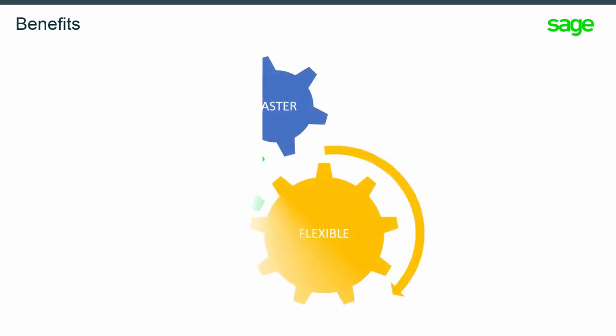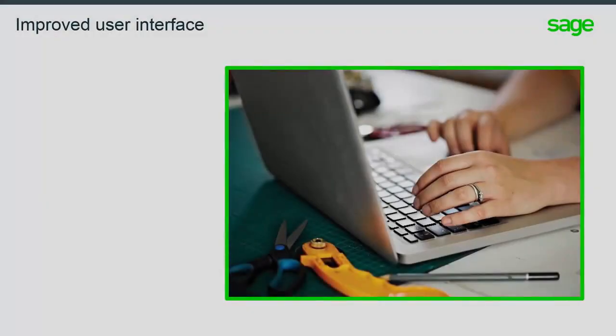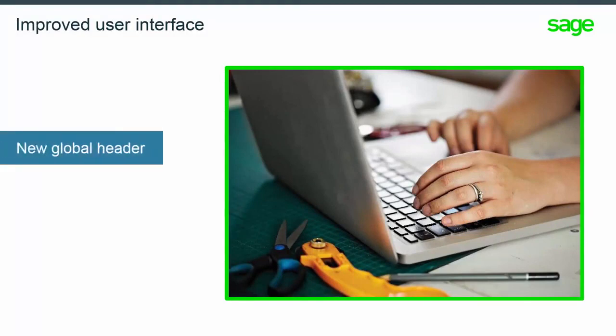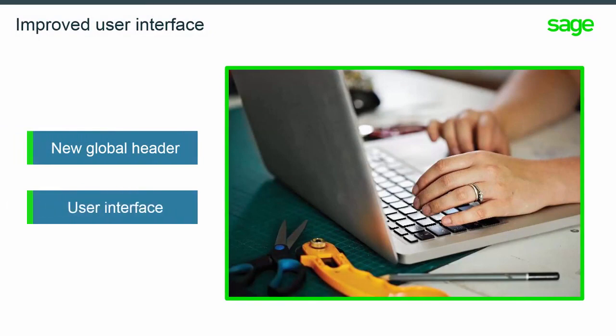Now, what are some of the benefits and new features and improvements in Sage X3 Cloud version 11? These new features and improvements will help you work faster, simpler, and with more flexibility in all key business areas of the software. First, let's take a look at the improvements made to the user interface, including the new global header and numerous user interface enhancements allowing you to work more efficiently within the software.